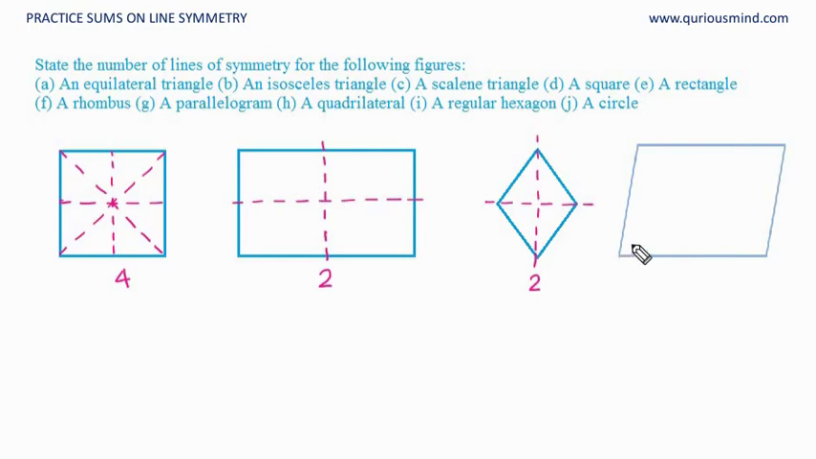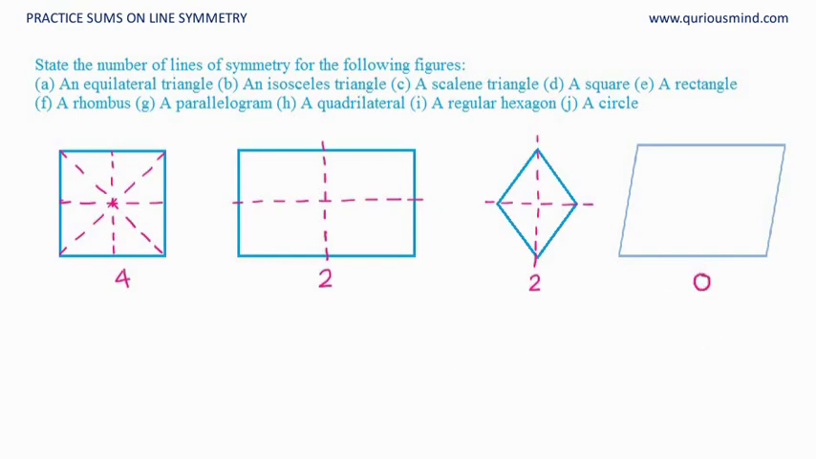What about the diagonals? If I draw a diagonal, this side is going to overlap on this. But the length of this side and length of this side, they are not same. So, it will not completely overlap. And that means even the diagonals are not lines of symmetry in case of a parallelogram. So, there are zero lines of symmetry for a parallelogram.